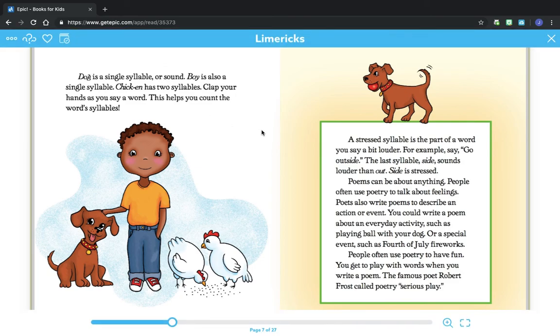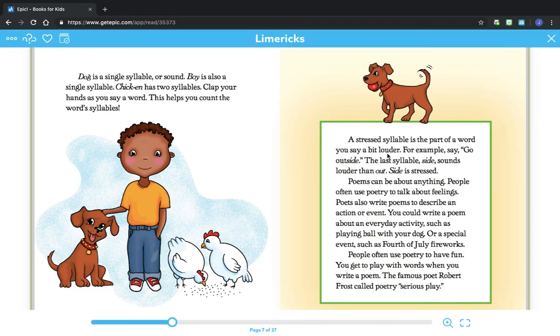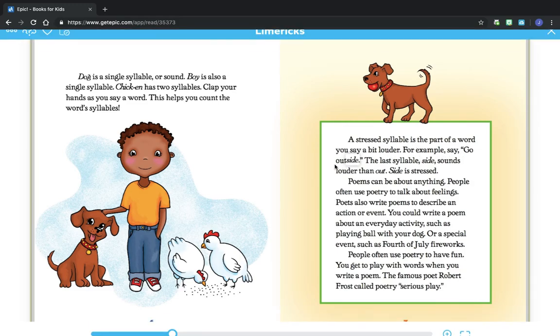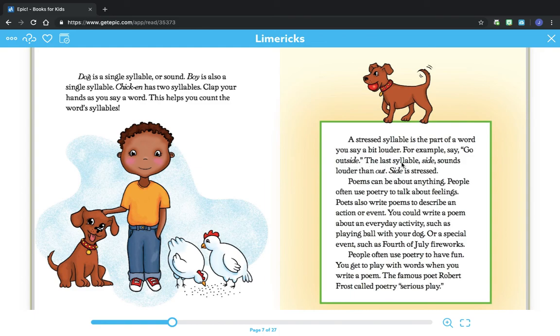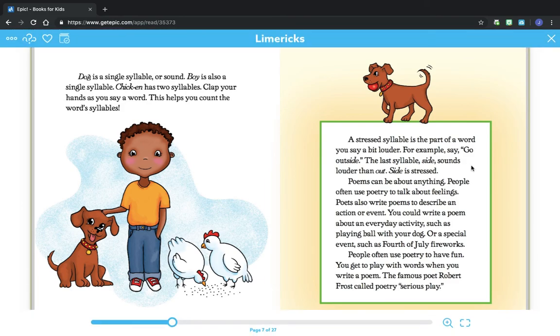Now, what is a stressed syllable? A stressed syllable is a part of a word you say a bit louder. For example, say, go outside. The last syllable, side, sounds louder than out. Side is stressed. So let's try that. Go outside. The last syllable, side, sounds louder than out.